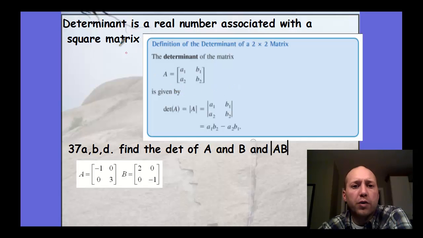So the determinant is a real number associated with a square matrix. It's only for a square matrix. The 2 by 2, you should be doing this by hand. It's pretty quick to do by hand.